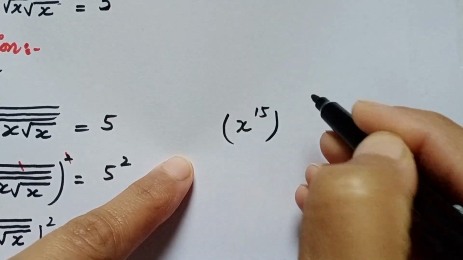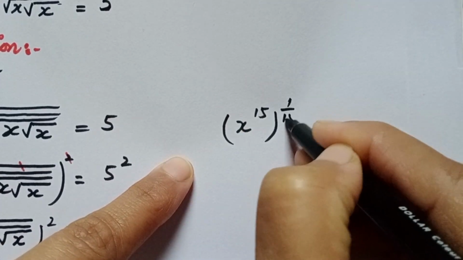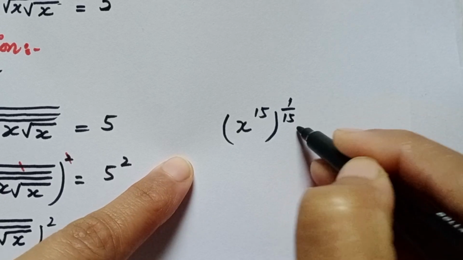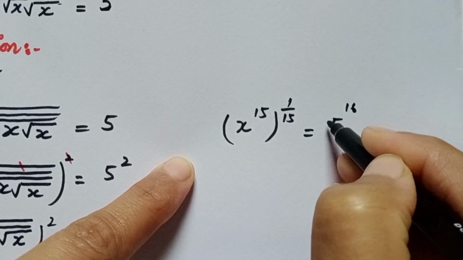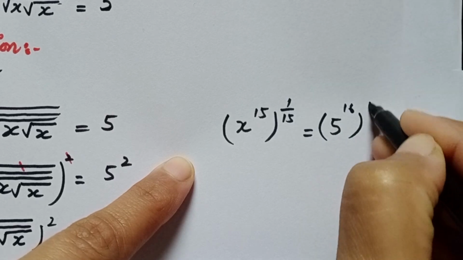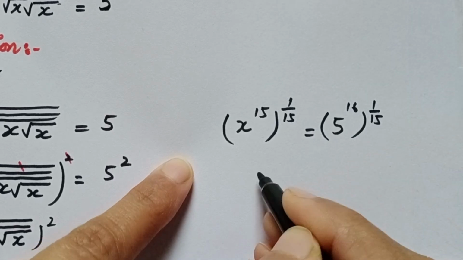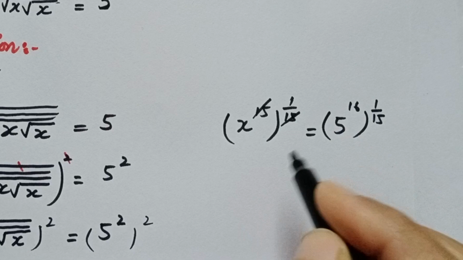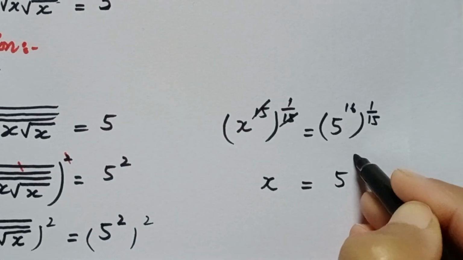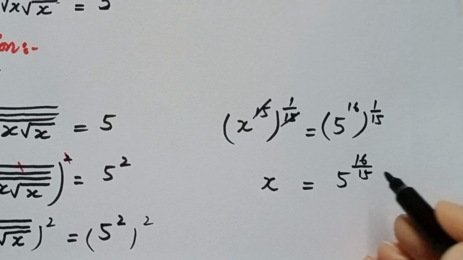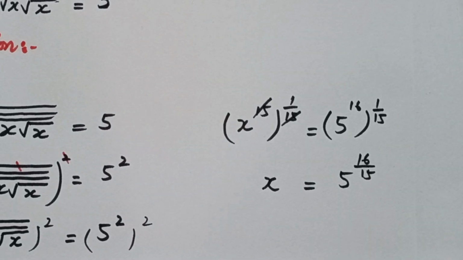x to the power 1 over 15 is equal to 5 to the power 16 over 15. So from here 15 will cancel out with 15, and we will get x equals 5 to the power 16 over 15. So it is our value, it is our answer.